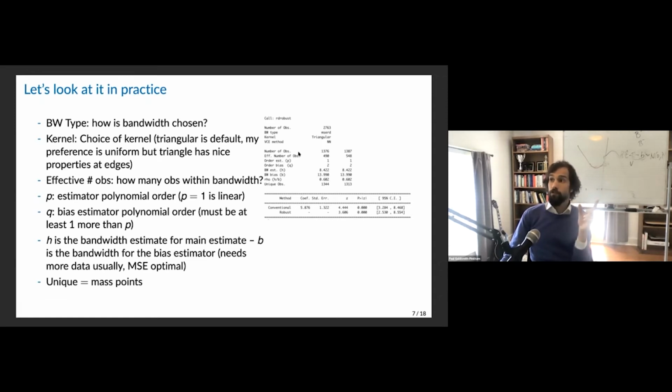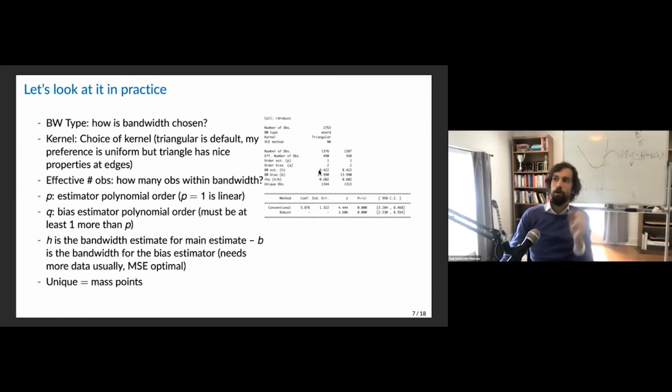Effective number of observations. So there's the number of observations that you should understand. Effective number is how many observations are within the bandwidth. Then the order est p and order bias q. That's the polynomial order, and then what did you use to fit the bias? You can make it bigger than 2, but you need at least 2. You need at least a quadratic.